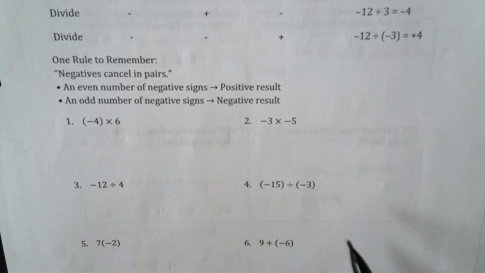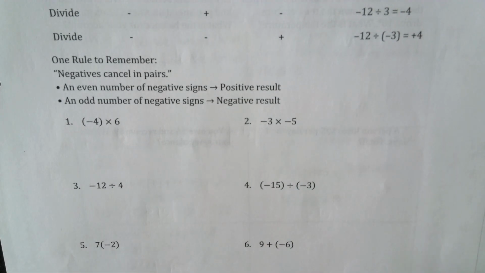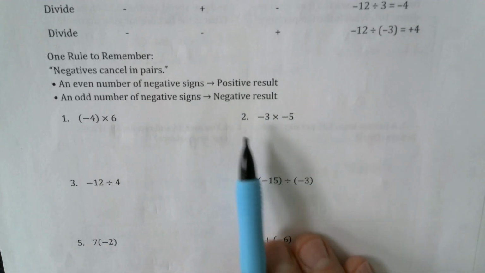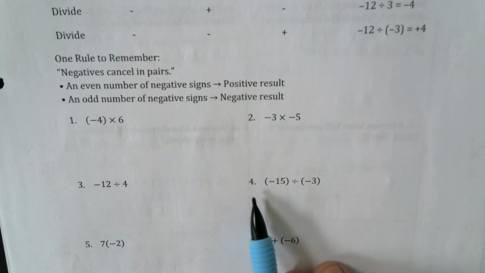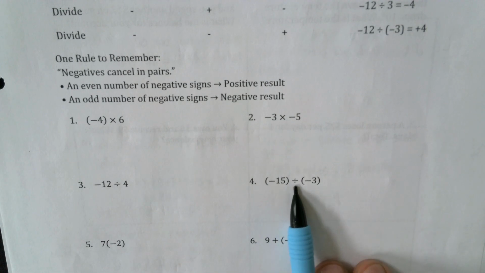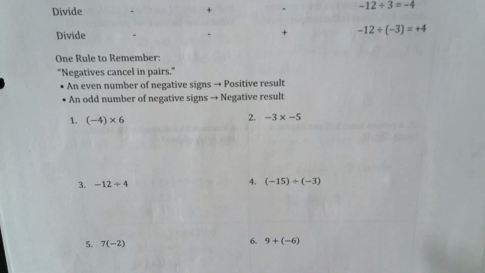So as I look at these problems, which answers do you think will be positive? Which problems have two negatives in them when you're multiplying or dividing? Go ahead and identify which problems have two negative numbers either being multiplied together or divided together. All right, I am seeing number 2. That has two negatives, a negative 3 times a negative 5. Also number 4, negative 15 divided by negative 3. So those have two negatives.